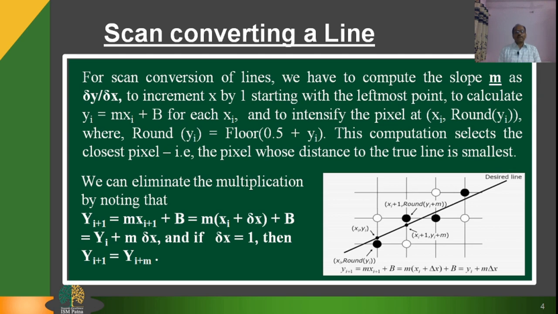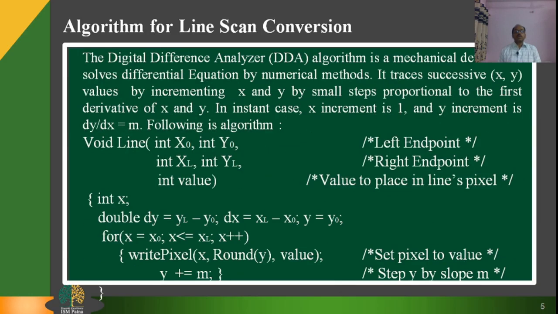We can eliminate the multiplication by noting that yi plus 1 is equal to m xi plus 1 plus b, which is equal to m xi plus delta x plus b, which is equal to yi plus m delta x. If delta x is equal to 1, then yi plus 1 is equal to yi plus m. So, we can write various algorithms for line conversion.